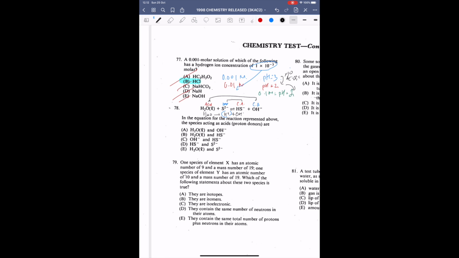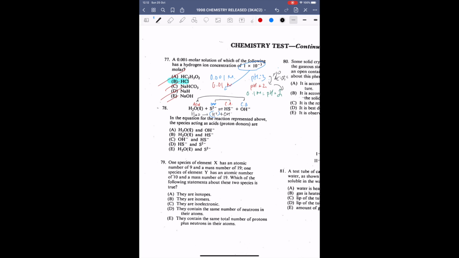So basically, we want to know the species that are acting as proton donors or acids. And we know that the choices should be the acid and the conjugate acid, which is HS minus. So the choice should be B.